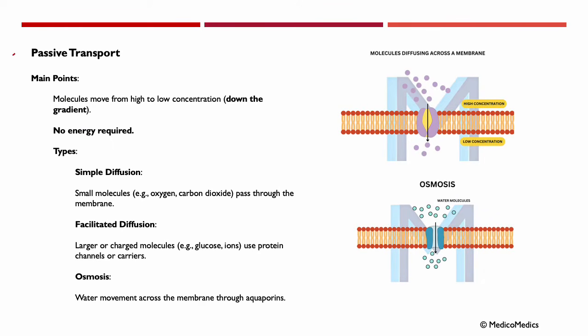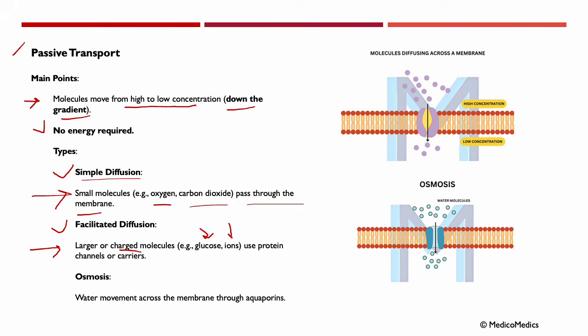So let's start by talking about passive transport. So molecules move from high to low concentration down the gradient. For this, no energy is required. Types include simple diffusion, so small molecules like oxygen, carbon dioxide pass through the membrane. We have facilitated diffusion, where larger or charged molecules like glucose or ions use protein channels or carriers to get through.